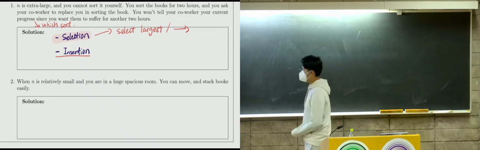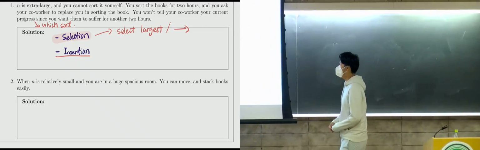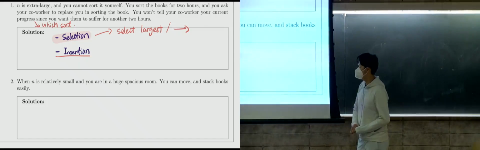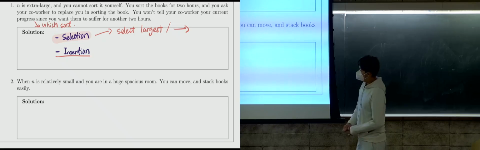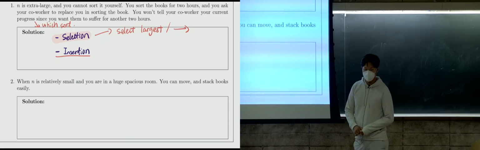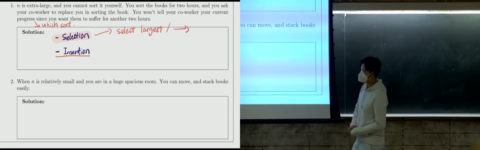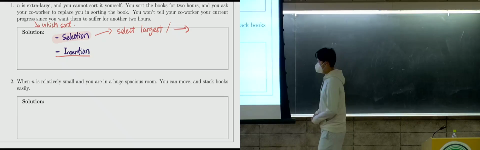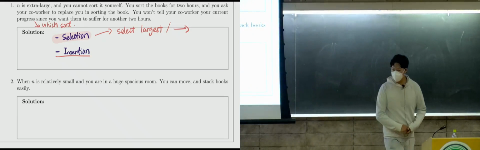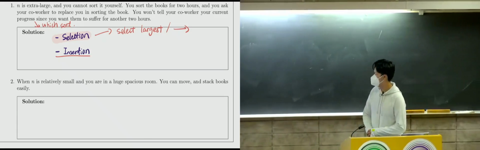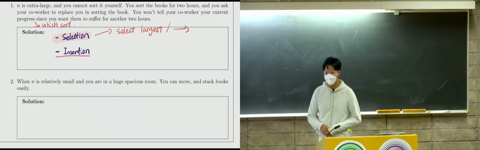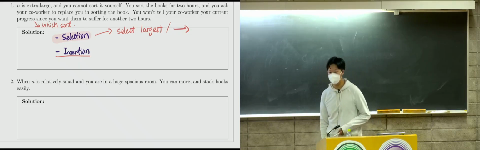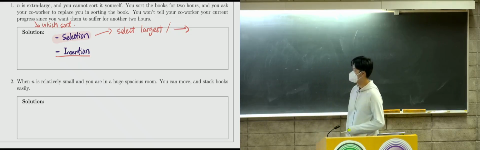Okay. Then the second scenario is the area is relatively small, and you are in a huge spacious room, and you can move and stack books easily. The N right now could be like 200 books, not a lot. Which sorting algorithm do you want to use? And pay attention that I mentioned you're in a huge spacious room, and you have a lot of room to operate with. Take about 1 minute, talk to your neighbors, and think about which sorting algorithm you would like to use.